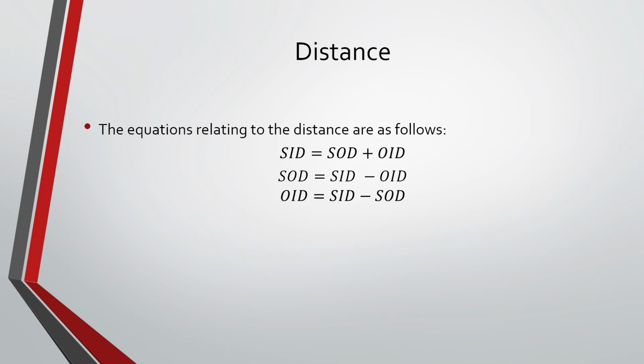The equations relating to the distance are as follows. The SID equals the SOD plus the OID. So the source to object distance from the last slide plus the object to image distance equals the SID. And from this we can derive these other equations. If we take away the OID, the object to image distance, from the total distance of the SID, we get the source to object distance, and the OID works the same way, but we take away the source to object distance. These are some important relationships to have, but this is really the only one you need to know, and then you can find these other ones from it.